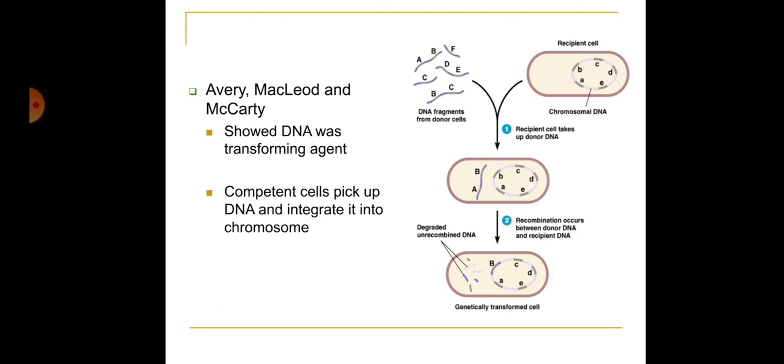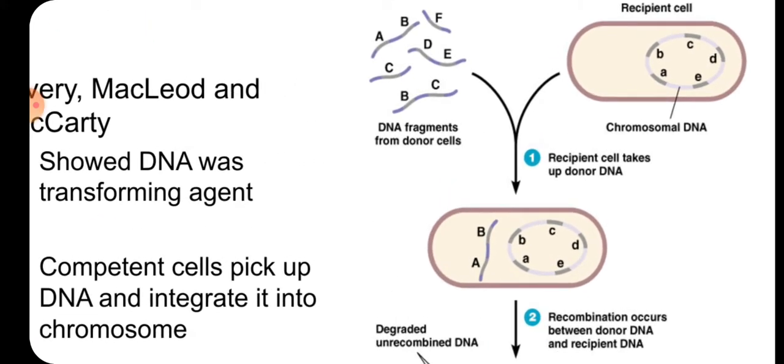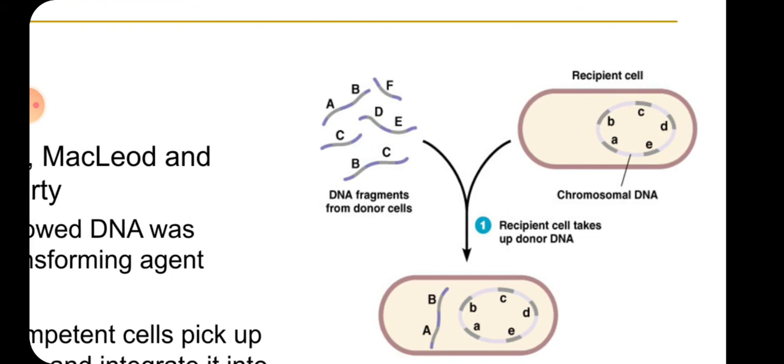Now, there was another experiment by Avery, MacLeod, and McCarty, which showed that DNA was the transforming agent. Competent cells pick up DNA and integrate it into the chromosome. Here in this diagram, we can see in the last stage the genetically transformed cell. It starts with DNA fragments from donor cells, which you can say are capital A, B, C, D, E, B, C, F, etc. Here, the recipient cell has a chromosomal DNA with the genes small a, b, c, d, and e.